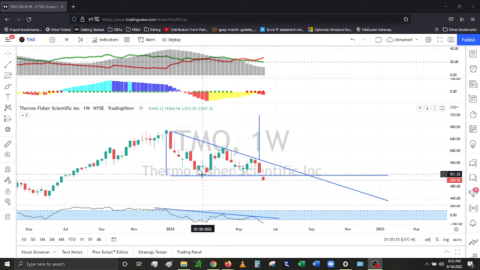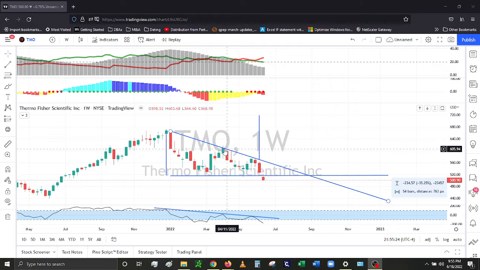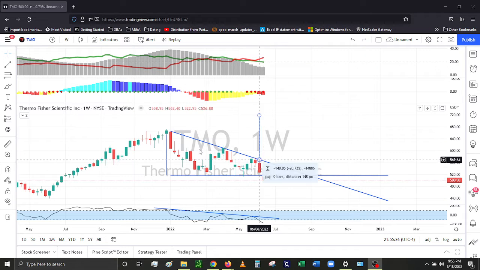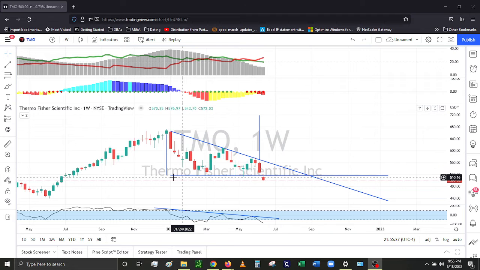And as you can see, it retraced back down to the flat trend line, consolidated a bit. The swing highs are going lower and lower, and then it creates this kind of descending triangle pattern. So this is what's called a descending triangle consolidation pattern.